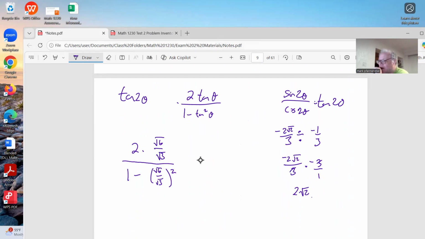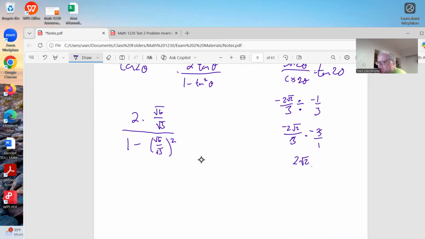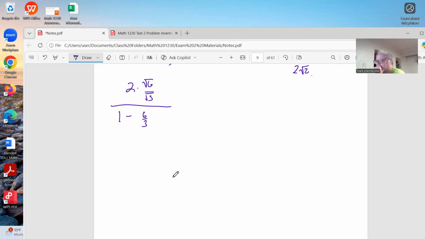So let's go ahead and deal with the fractions here. So this is going to be square root of 6 over square root of 3 divided by 1 minus, and now we have to square the square roots here. So it's just going to be 6 over 3. So 1 minus 6 over 3. Let's say this is 3 over 3 minus 6 over 3. Here we have 2 root 6 over root 3. 3 minus 6 is going to be, I think, negative 3 over 3 here.